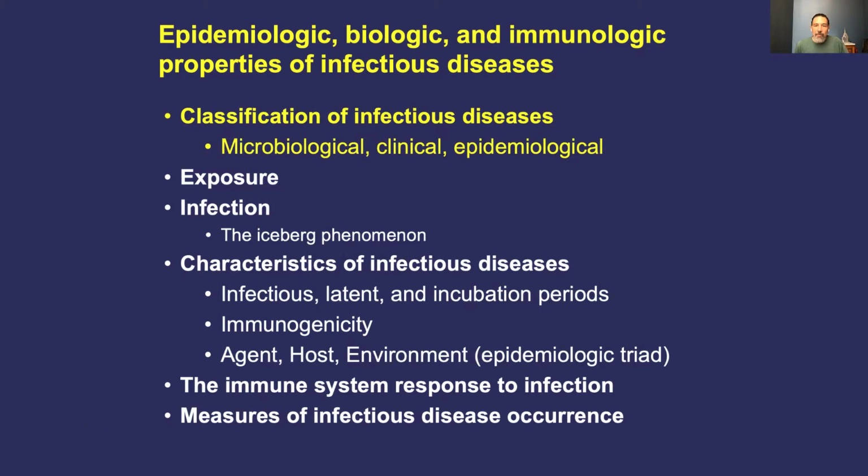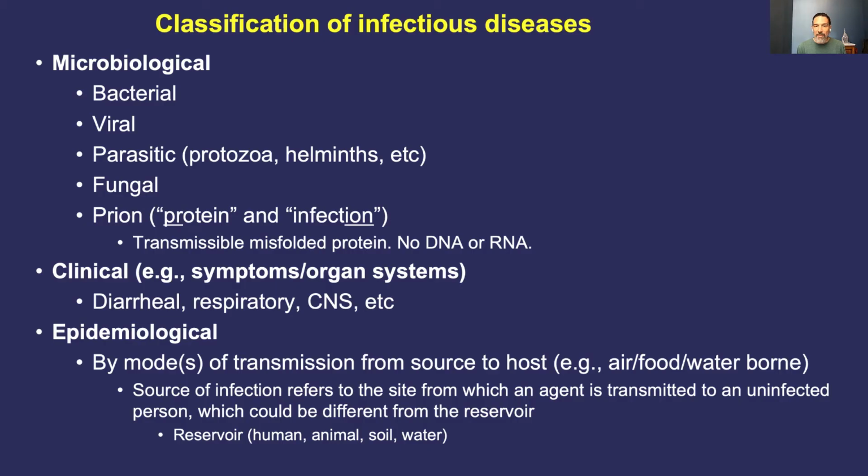So there are many different ways to classify infectious diseases. For our purposes, we'll be concerned with microbiological, clinical, and epidemiological classifications. Microbiological classification refers to the type of agent. So is it a bacteria, a virus, parasite, fungus, or a prion? Clinical classifications refer to the type of symptoms and organ systems that are affected by the organism or agent.